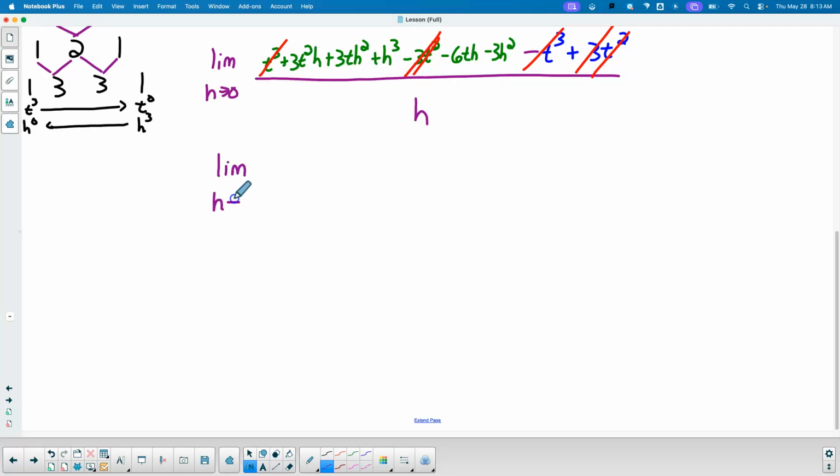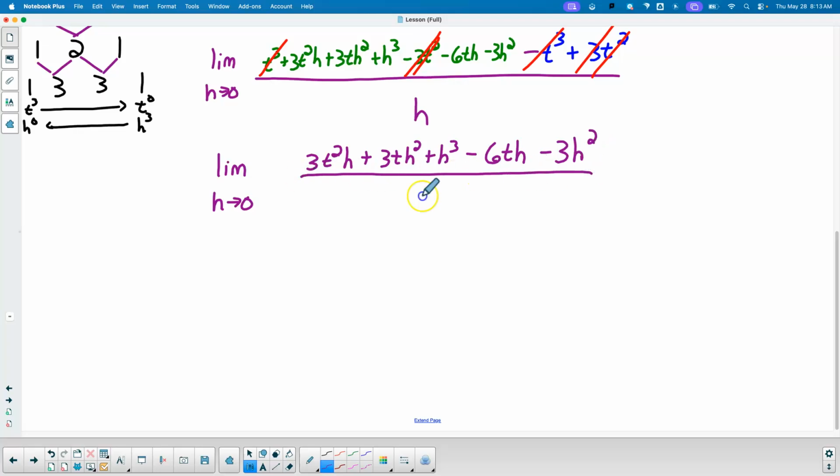the limit as h approaches 0 of 3t squared h plus 3th squared plus h cubed minus 6th minus 3h squared all over h. Divide everything by h now.